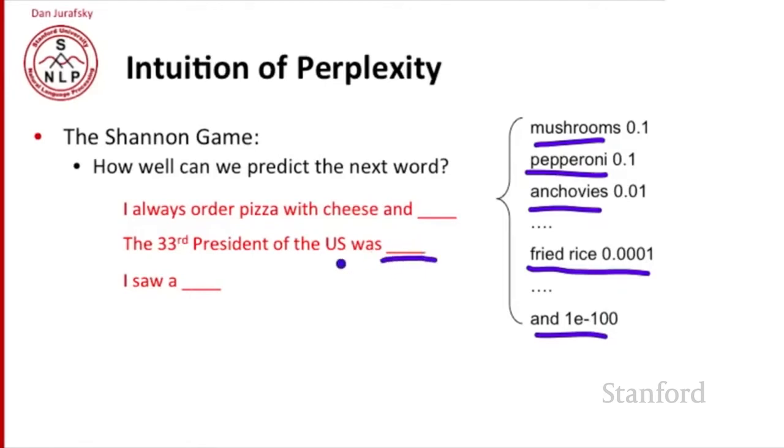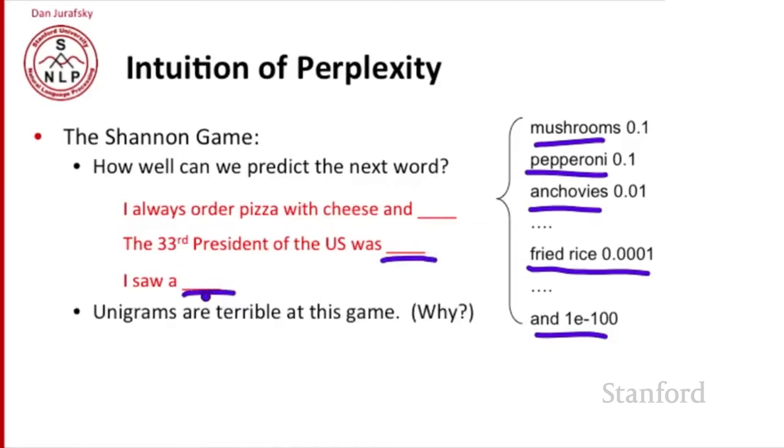So this is a pretty predictable case. Here we have, I saw... anything could come next. So in some cases, we're going to be much better at predicting the next word, and in some cases, very much worse. But a good language model, on average, should do better than a bad language model. Now, it turns out that unigrams are very bad at this game. And if you think for a second, you'll realize why.